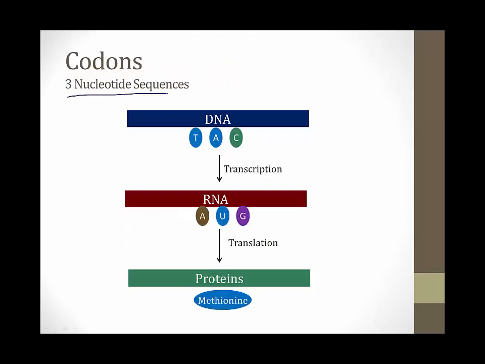Codons are three nucleotide sequences found in DNA and RNA, and they are the language that our cells use to create proteins. So for example, the three nucleotides TAC, if found in DNA, would be transcribed into AUG in RNA, and then via translation, the AUG codon, these three nucleotides, codes for the amino acid methionine, and that methionine would be incorporated into a growing protein based on the codon found in DNA and RNA.